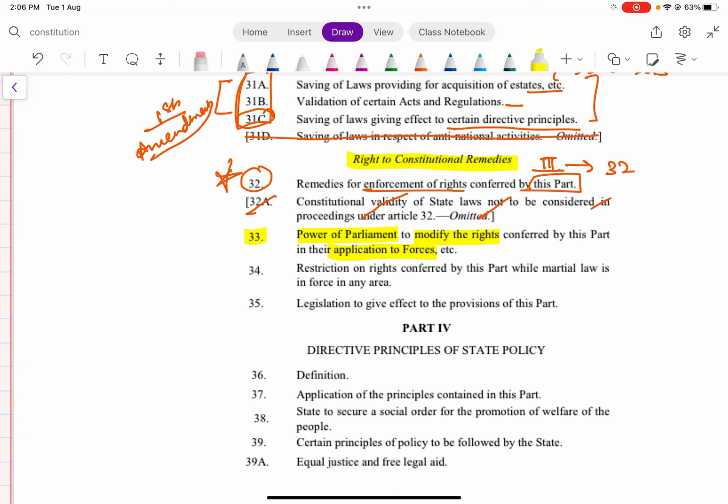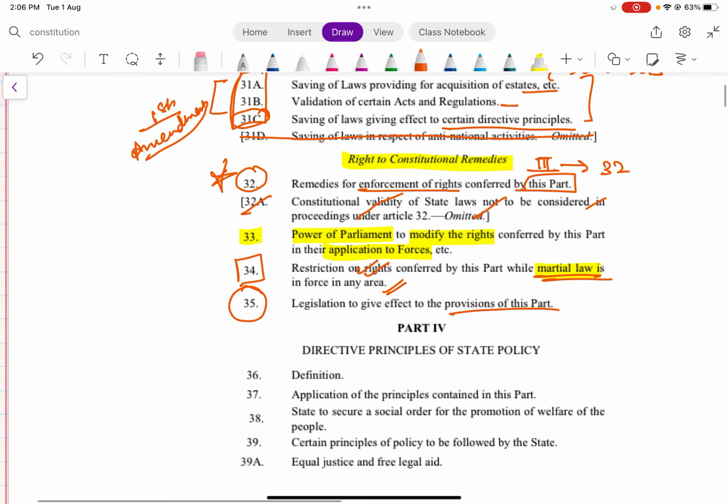Restriction on rights conferred by this part while martial law is in force in any area. That is also provided by 34: if martial law is imposed in your area, then the rights under Part 3 would be restricted in some sense. And 35 is legislation to give effect to the provisions of this part. So if there is any legislation giving effect to the provisions, then that is admissible, or that has enforceability under Article 35.